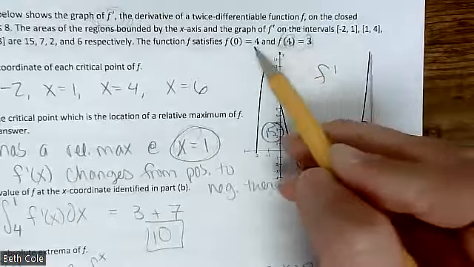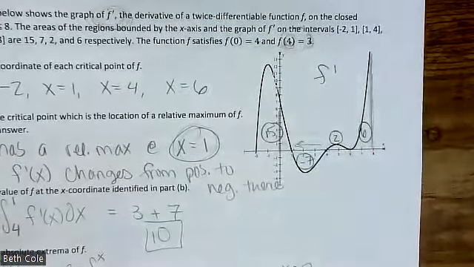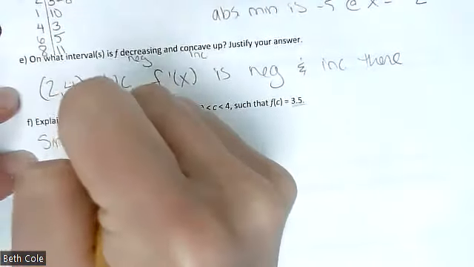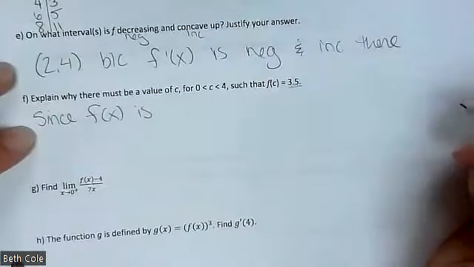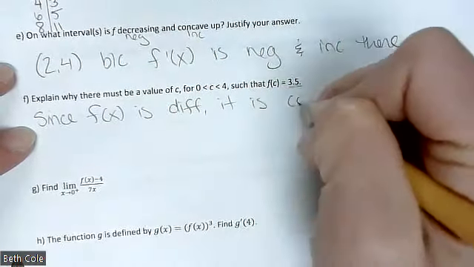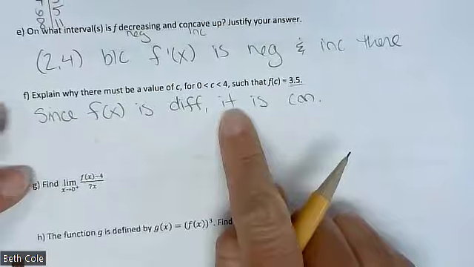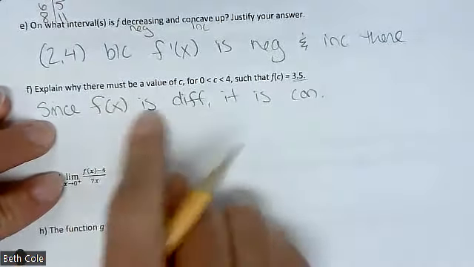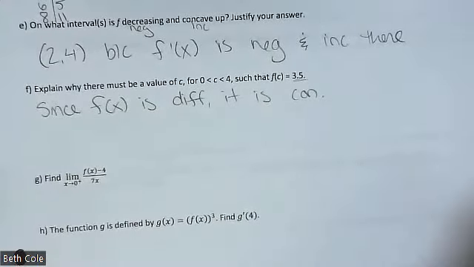Well, 3.5 is in between, so what theorem is it? Okay, so you're going to say, since f of x is what? Good, it is continuous. Well, I started the sentence by saying f of x, so at that point they know which function I'm talking about. Usually you get a point for that. So that's good.